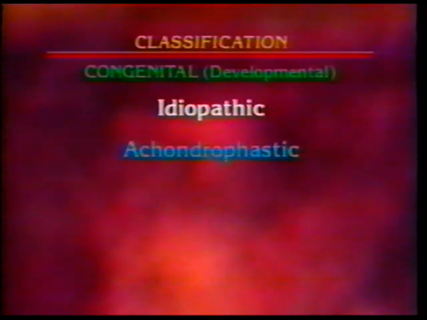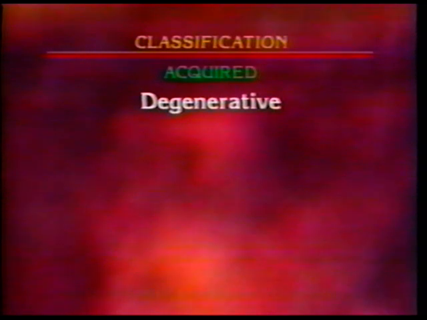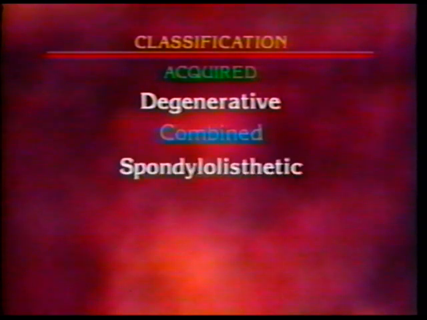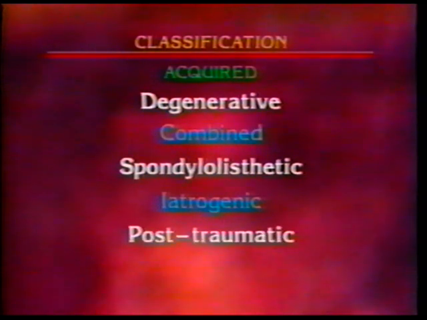Currently, it's classified into causes. We have the congenital or developmental causes, which are primarily idiopathic or achondroplastic. Then we have the acquired causes. Acquired means that it is not present at birth, but develops sometime throughout the life of the patient. Those particular types that we see are degenerative, combined, spondylolytic, iatrogenic, post-traumatic, and a variety of miscellaneous causes.